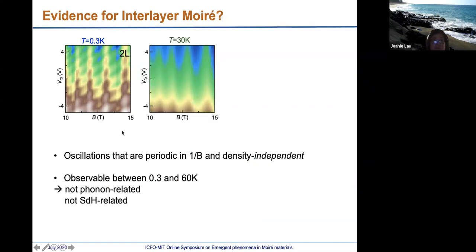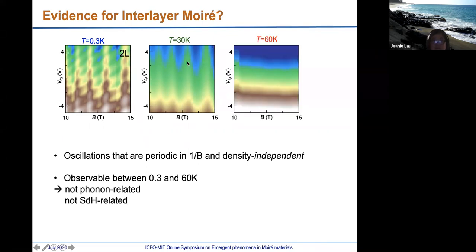So this is a 2-layer sample. Again, we see this Shubnikov-de Haas oscillation superimposed on top of these density-independent features. If we increase the temperature, they actually persist to very high temperature. So this shows that at 30 Kelvin, the Shubnikov-de Haas oscillations disappear. But these vertical density-independent oscillations persist. Actually, they persist up to 60 Kelvin.